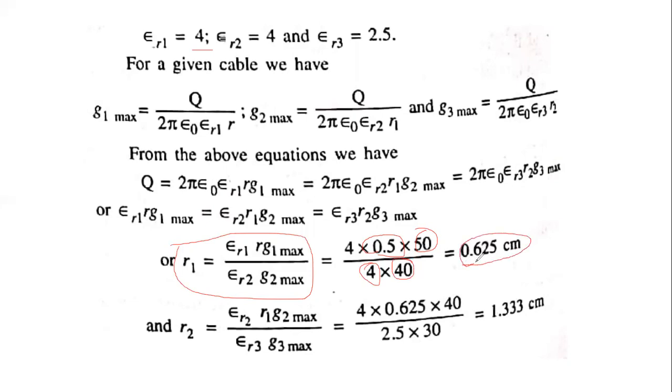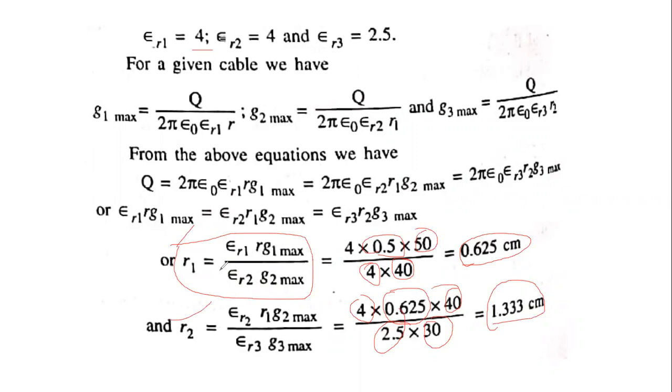That is the first sheath internal radius. Next, coming to R2, that is equal to epsilon R2 R1 G2 max by epsilon R3 G3 max, which is 1.33. We substitute epsilon R2 as 4, R1 as 0.625 and G2 max as 40, by epsilon R3 as 2.5 and G3 max as 30. Then we obtain the R2 value also. This is the R1 value and this is the R2 value.